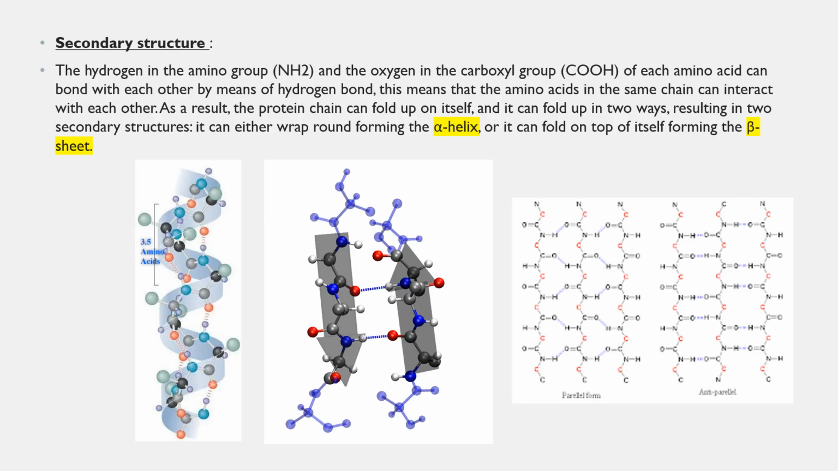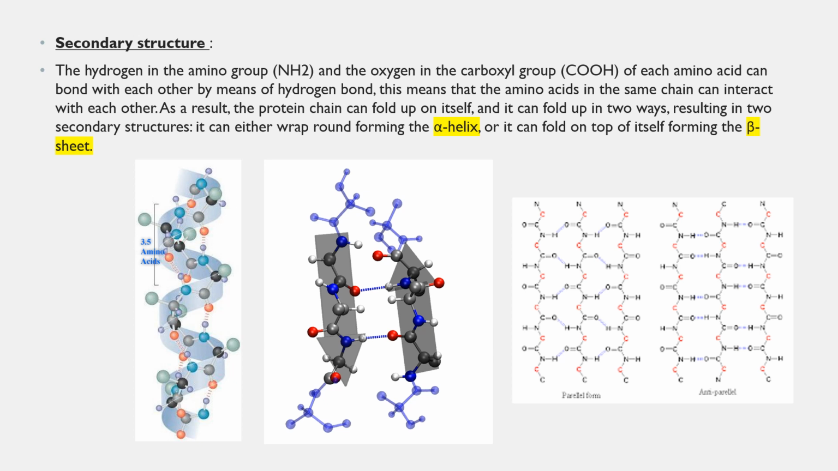Now the secondary structure. The hydrogen in the amino group and the oxygen in the carboxylic group of each amino acid can bond with each other by means of a hydrogen bond. This means that the amino acids in the same chain can interact with each other. Like in this picture, an alpha helix and a beta sheet are given. In the image above, the dotted line represents the hydrogen bond.